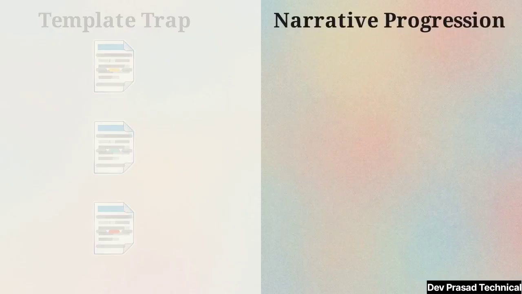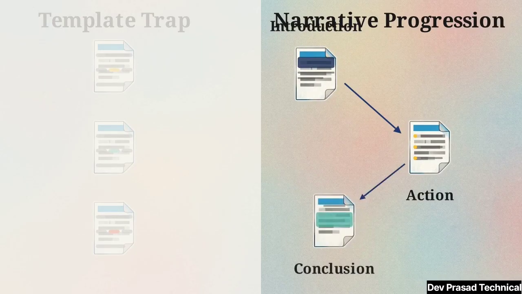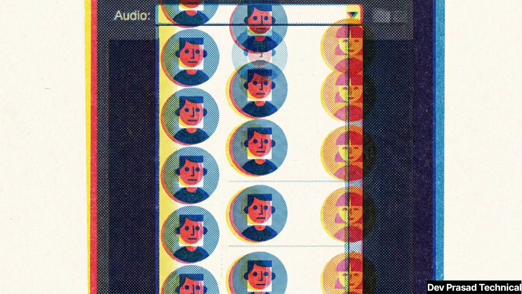Avoid the template trap. You can't just reuse the same script structure and swap out a city or character name. Instead, build narrative stories. Your script needs a clear progression: introduction, action, conclusion. So your text structure completely varies. You have to apply that same variation to your audio.